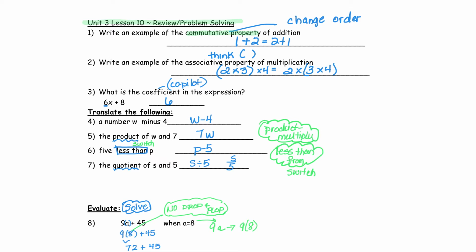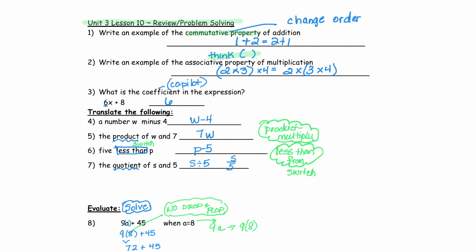Number 2, write an example of the associative property of multiplication. Now, when you think of the associative property, think parentheses. There is another property that has parentheses. The other property is the distributive property. However, the distributive property has a combination of addition and multiplication, or in some cases, subtraction and multiplication. A distributive property would have a combo. And in class, we joked around, we talked about a combo meal.